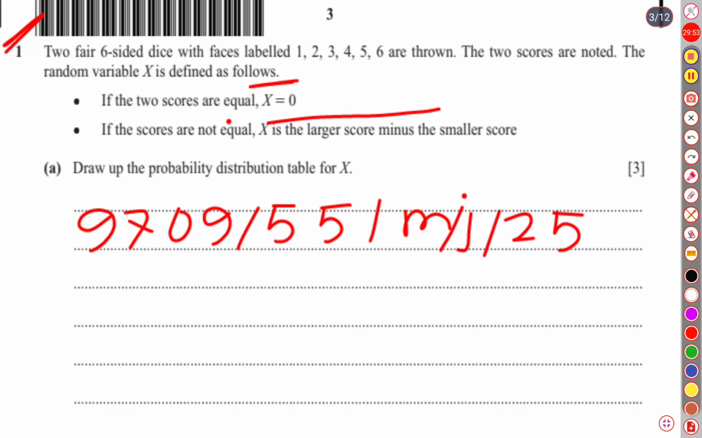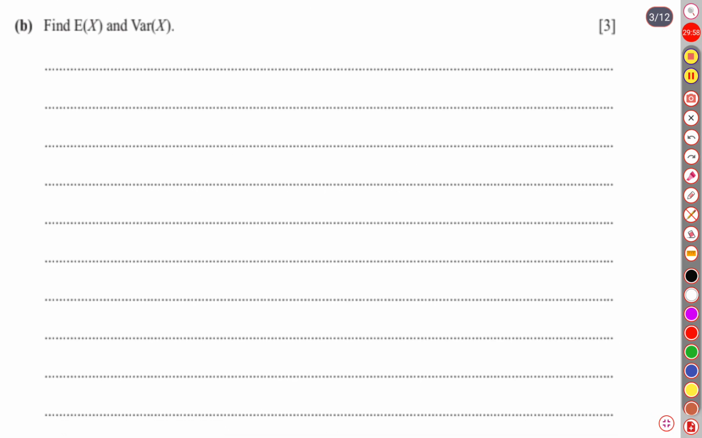Question number B is at the bottom of this page. Find E(X), which actually means the mean, and the variance of X. So let us find E(X). The formula of E(X) we know.